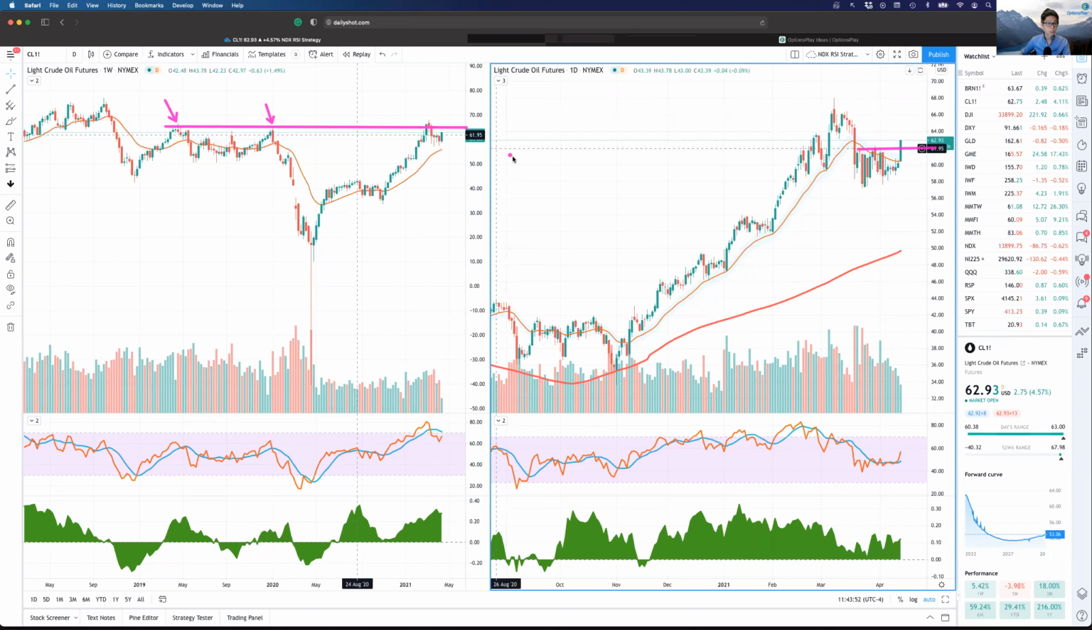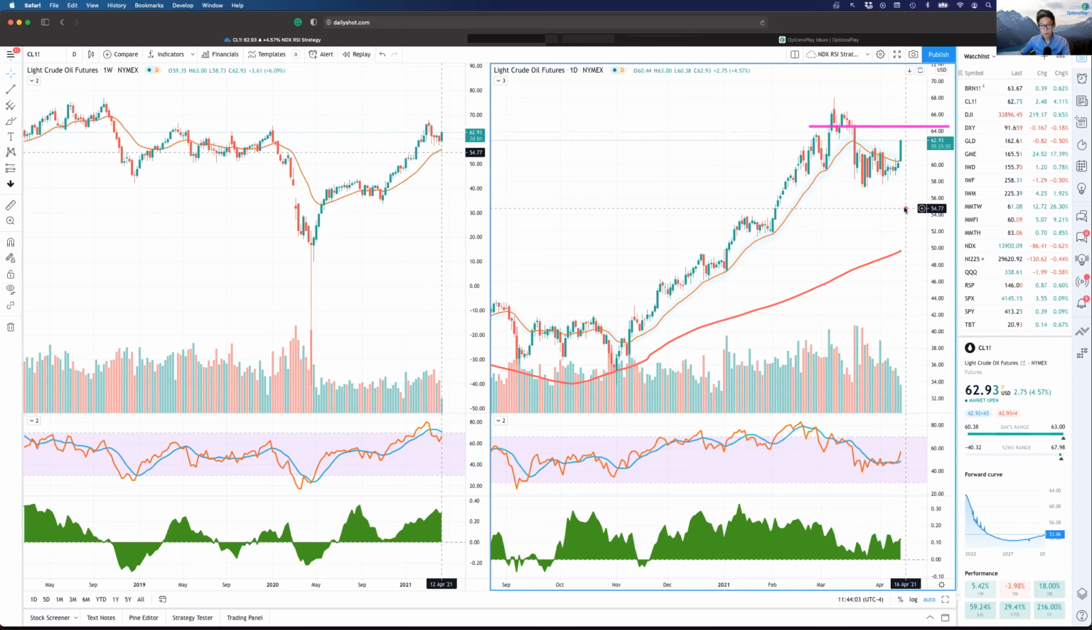64, 65 generally tends to be the higher end of the range. This is where OPEC tends to keep oil in this particular price range. It doesn't like to get it much higher because in the $60, $65 range, it is profitable for the oil producing nations like Russia, the Gulf nations.